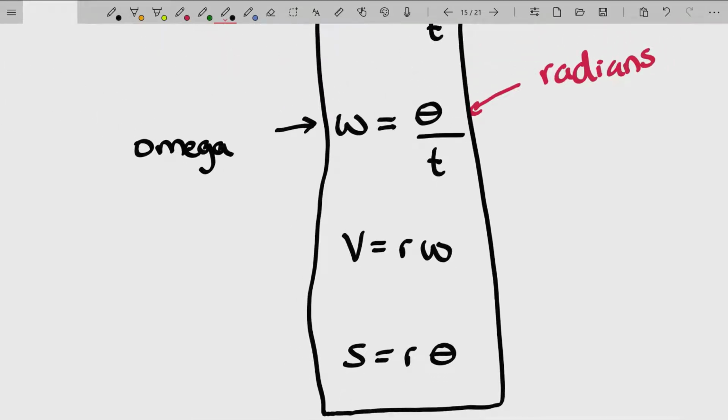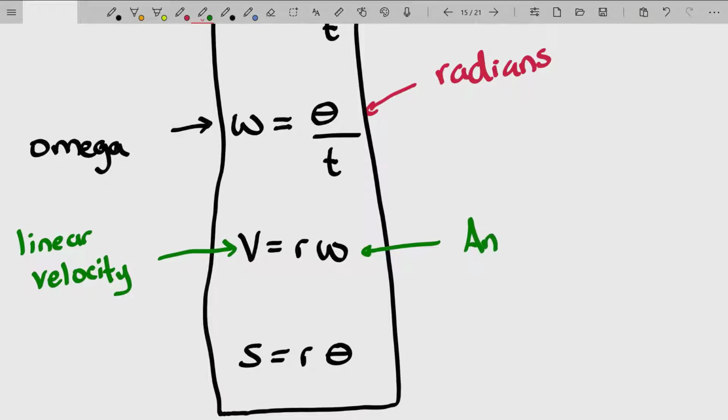And now that I said that, I do want to go ahead and point an arrow at that and just make sure you know that that is linear velocity. Velocity along the edge of the circle. And this is angular velocity. Velocity of the angle. How quickly is it opening?